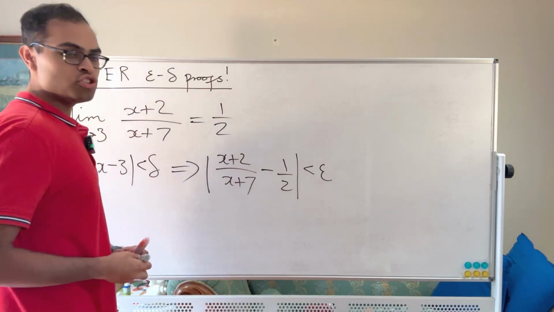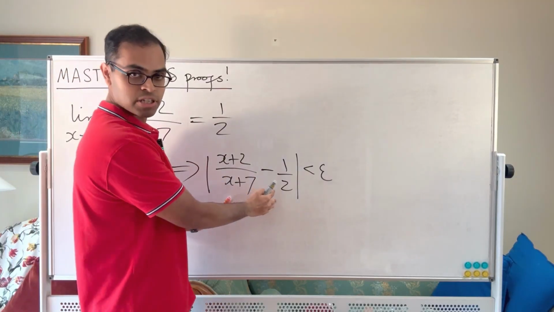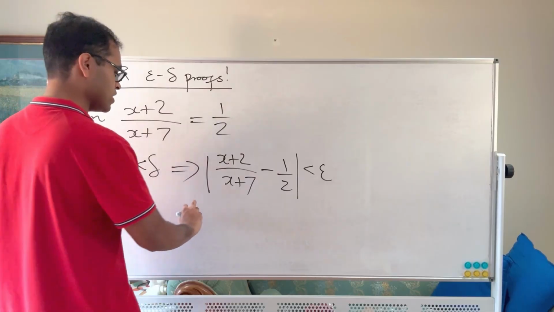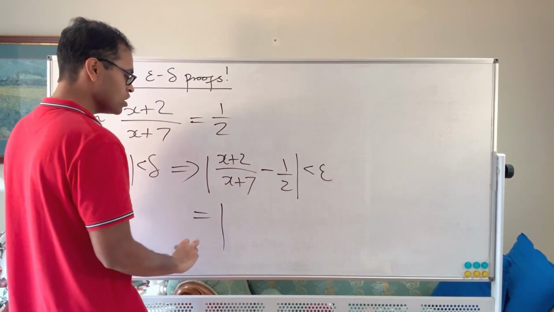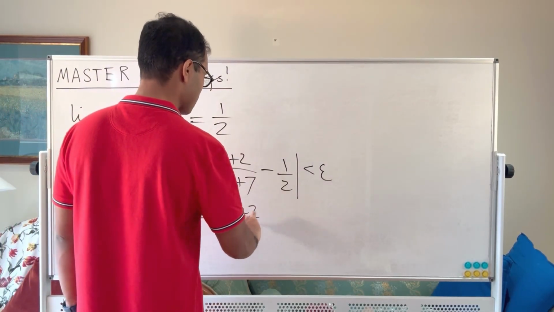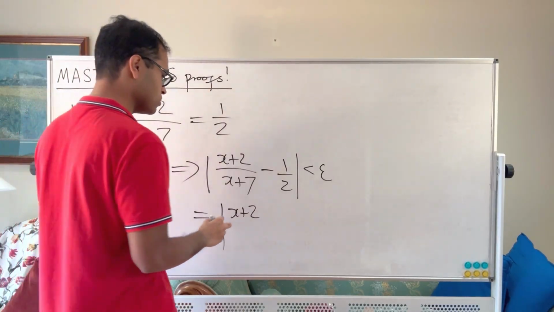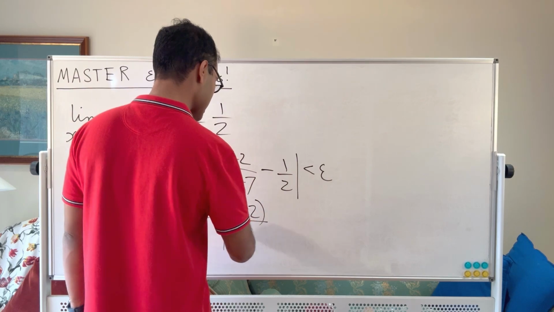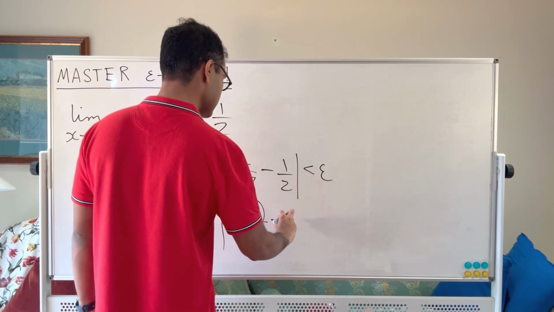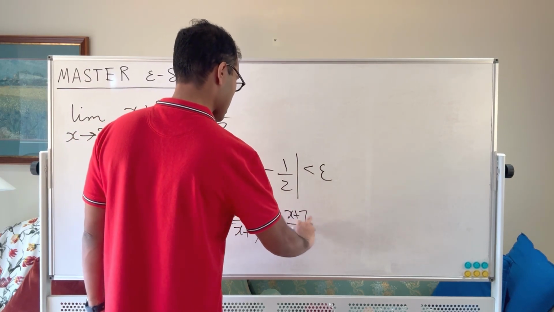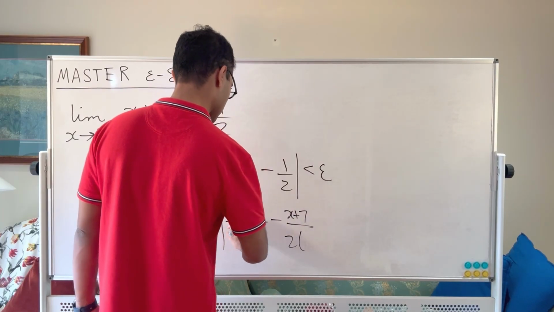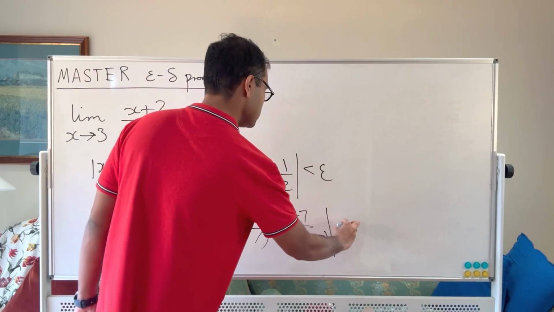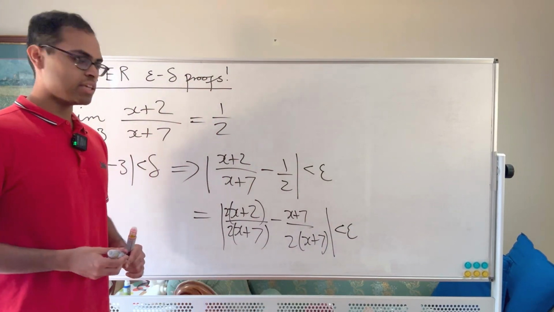It's the same game. As always, we simplify the expression here and try to write it in terms of x minus 3. Well, let's just get into it. Here we have x plus 2. Just make a common denominator, that's what I do. So x plus 2 multiplied by 2, so we get 2 times (x plus 2) divided by 2 times (x plus 7), minus (x plus 7) divided by 2 times (x plus 7). And I want this to be less than epsilon. That's my expression.